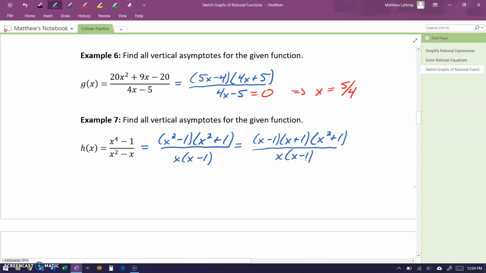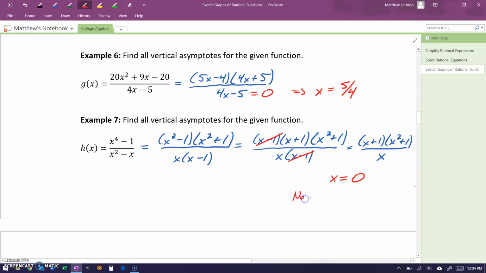If we look at this, now we have two restricted values for our function, 0 and 1, if we were just to consider the denominator set equal to 0. But if we first simplify by canceling out x minus 1 over x minus 1, we now have a reduced function, or a simplified function, where the only factor that we have in the denominator is x, which tells us that our only vertical asymptote will occur at x equals 0.